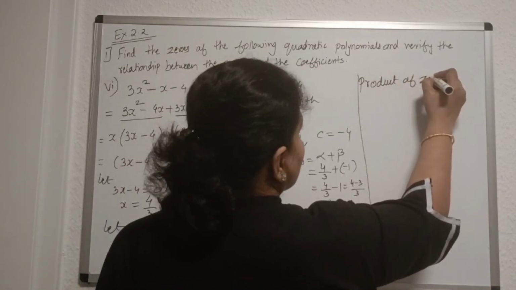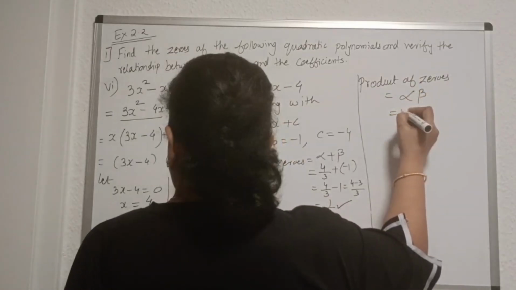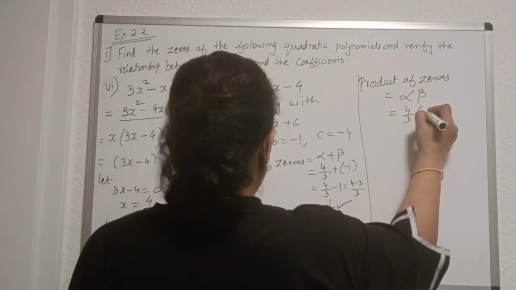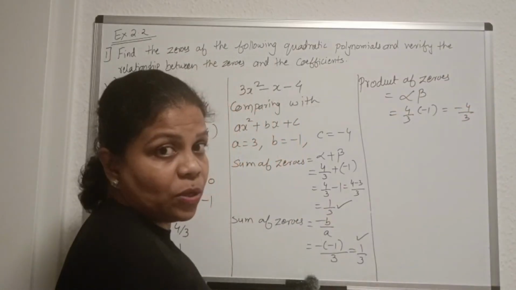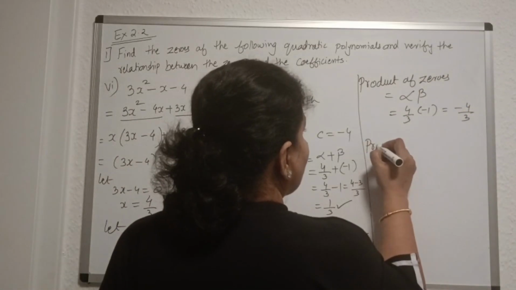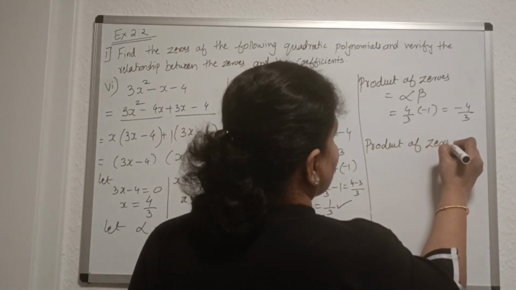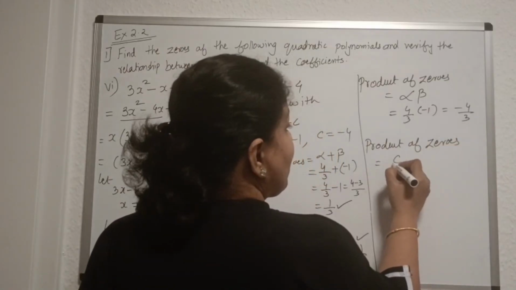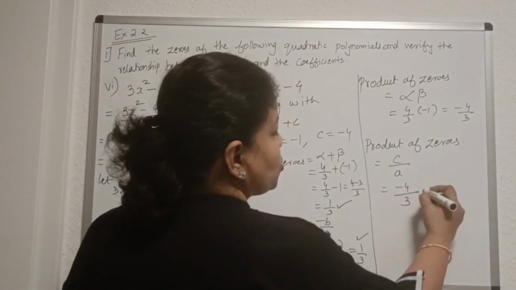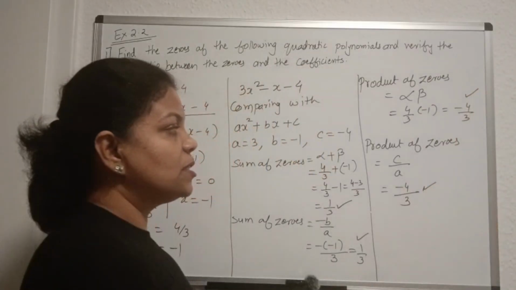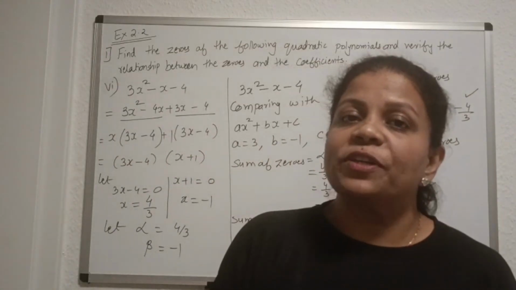Okay. Now last relation, that is product of zeros. You will take alpha into beta. Alpha is 4 by 3, beta is minus 1. So your answer is minus 4 by 3. This is manual multiplication. Now by formula, that is product of zeros, c by a, right? c is minus 4 and a is 3. So you can see minus 4 by 3, minus 4 by 3, verified. Okay. So this completes the first question of exercise 2.2.